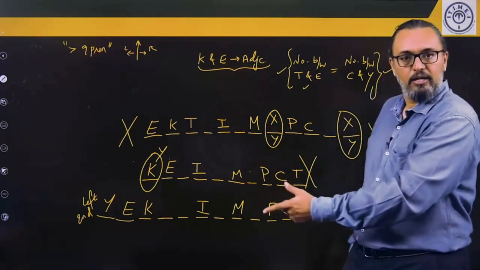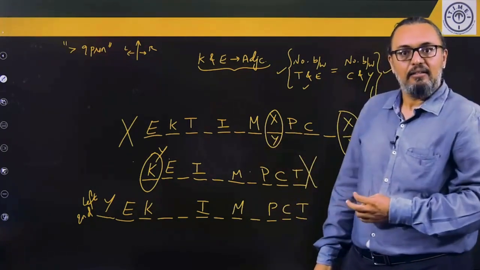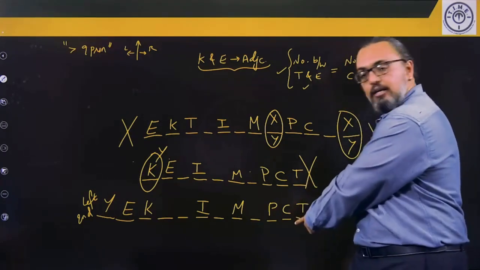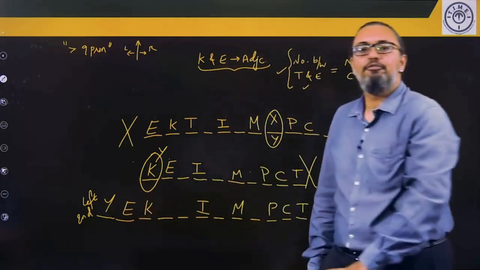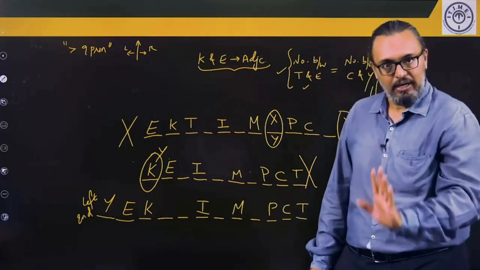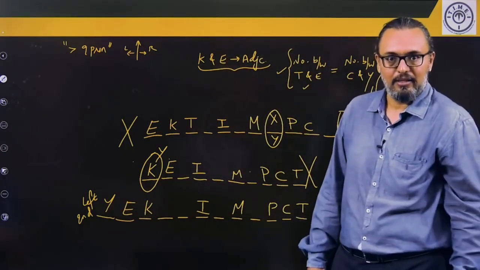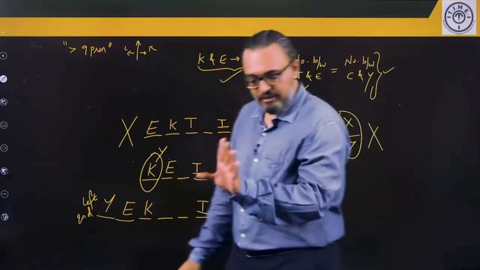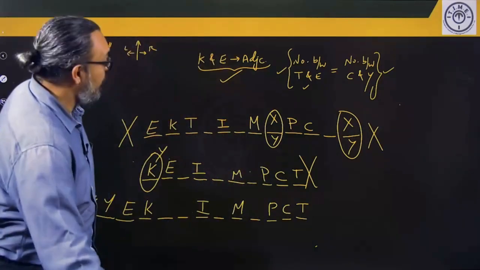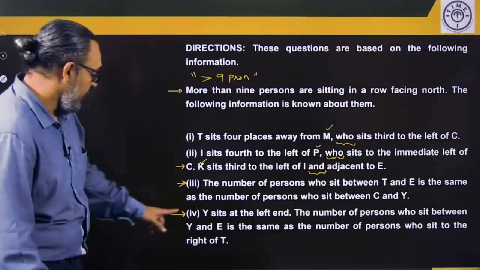So here I have counted and shown, but when you understand it thoroughly, when you have C immediate left of T, between T and E 9 are there, then Y also should be immediate left of E. Then only you will get 9 people, correct? That is how you can understand that. Got it? Yes. So this is done and that is done. Y is at the left end we have, right? Then what else do we have?